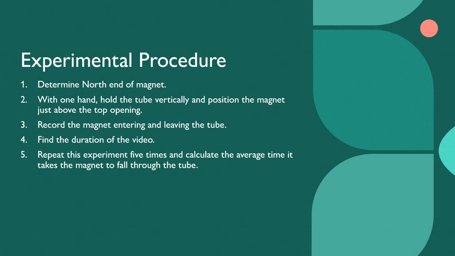Here's the procedure for this experiment. First, you find the north end of the magnetic dipole. Second, with one hand, hold the tube vertically and place the magnet just over the top opening. Third, you record the magnet entering and stop recording when the magnet leaves the tube. Four, find the time of the video that the magnet takes to fall through the tube. Then you want to repeat this experiment 5 times and calculate the average time that the magnet falls through the tube.